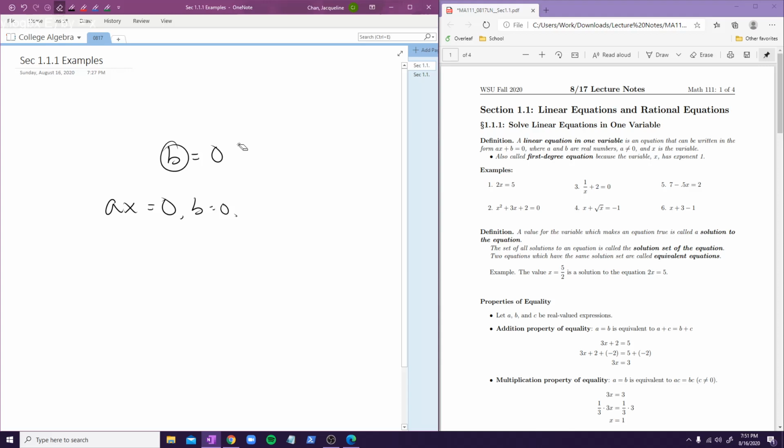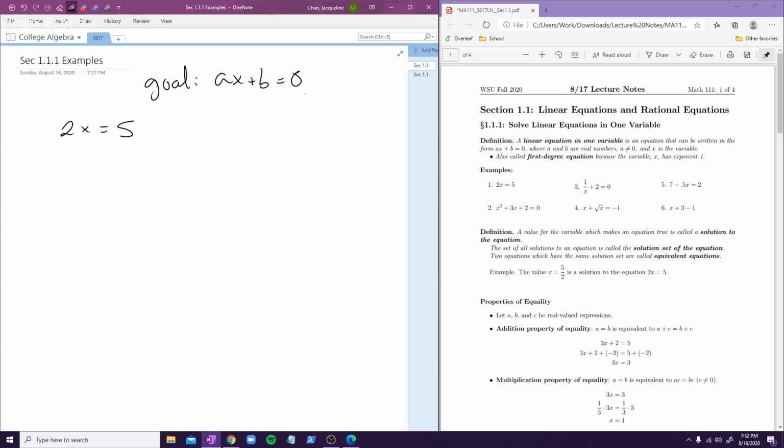Alright, so let's go through some examples. The first example I have is 2x equals 5. Remember, our goal is for it to look like ax plus b equals 0, or it can at least be written as ax plus b equals 0. So I have 2x and I have a 5, so I want it to look like this. So what am I going to have to do? I'm going to have to add a -5 to both sides of my equation.